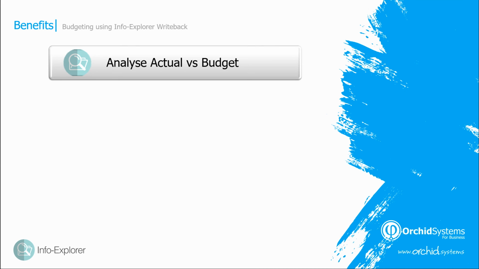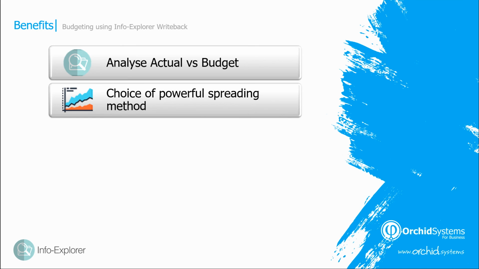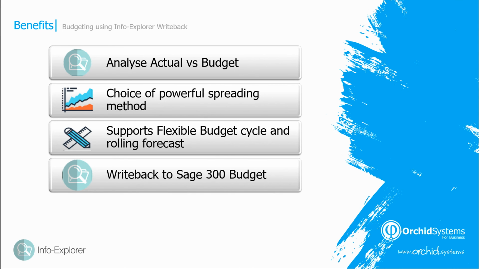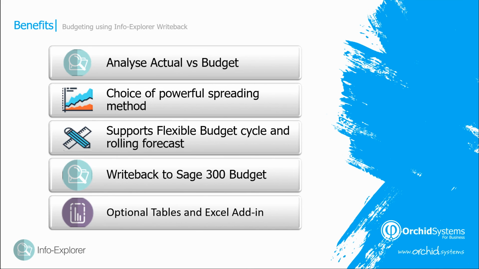So the benefits of using Info-Explorer Writeback is you can analyze your actual versus budget because everything is stored in Sage 300. You have a choice of powerful spreading methods that you can select based on specific requirements of your division. It supports your flexible budget cycle and your rolling forecast. You can write back to Sage 300 to make sure that your budgets and your actuals are in the same place. They get backed up. When you upgrade, it upgrades at the same time. And it's particularly well suited for top-down budgeting.